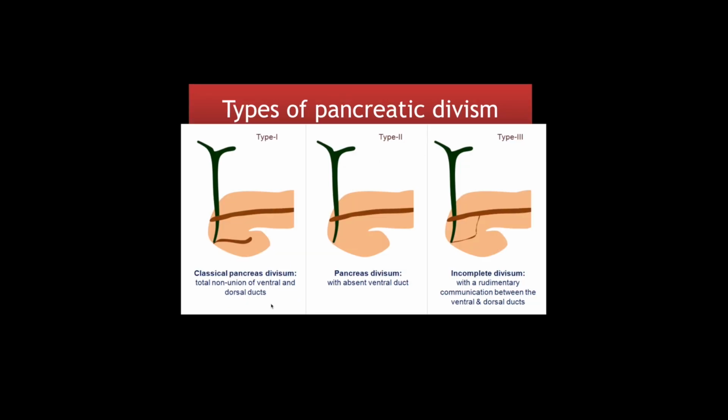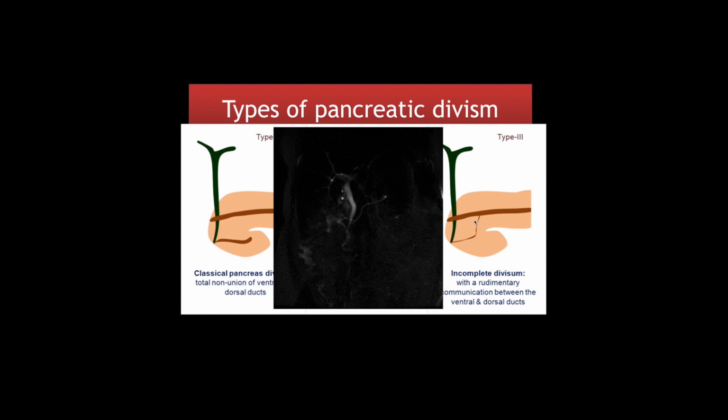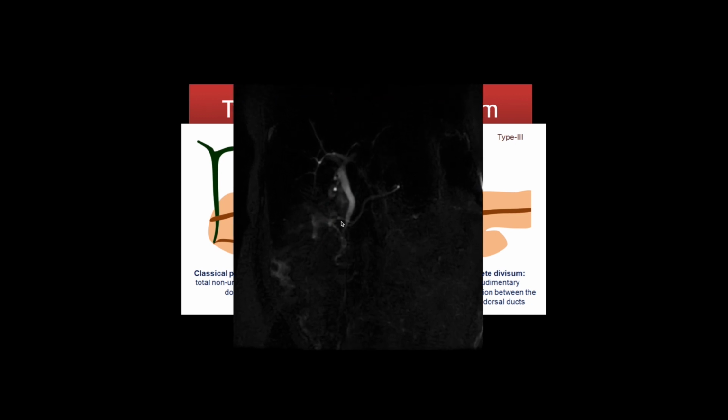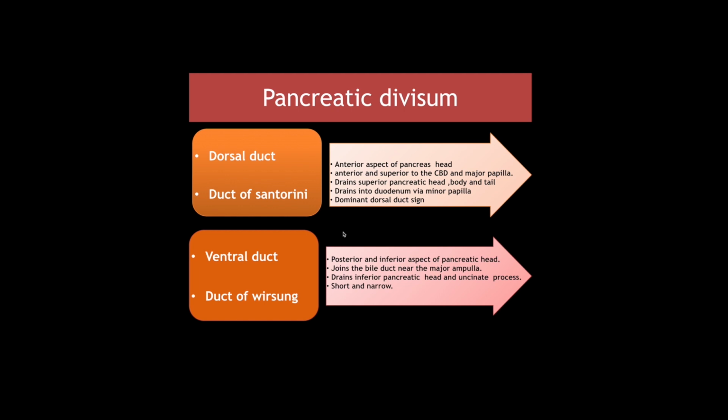In literature, three types have been described. Type 1 is a classic in which total non-union of the dorsal and ventral ducts is seen. In type 2, there is absent ventral duct. Type 3 is incomplete type where we see a rudimentary communication between the ventral duct and dorsal duct. In our case, we see there is a communication between the ventral duct and the dorsal duct, and ventral duct is very narrowed in caliber.